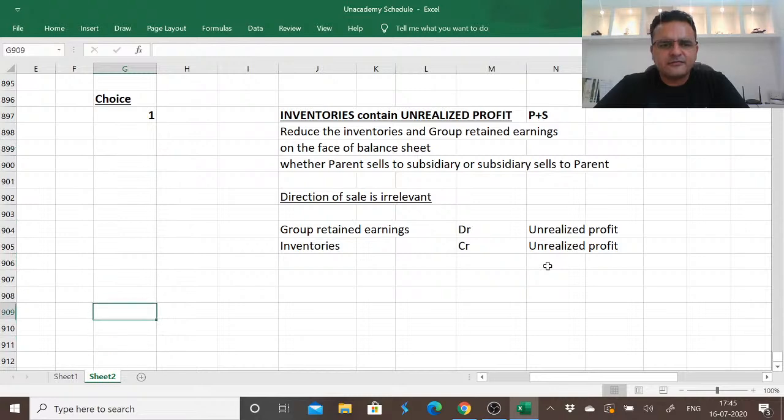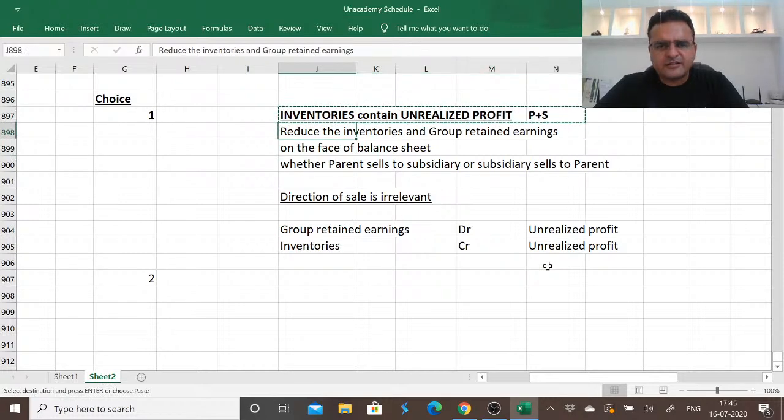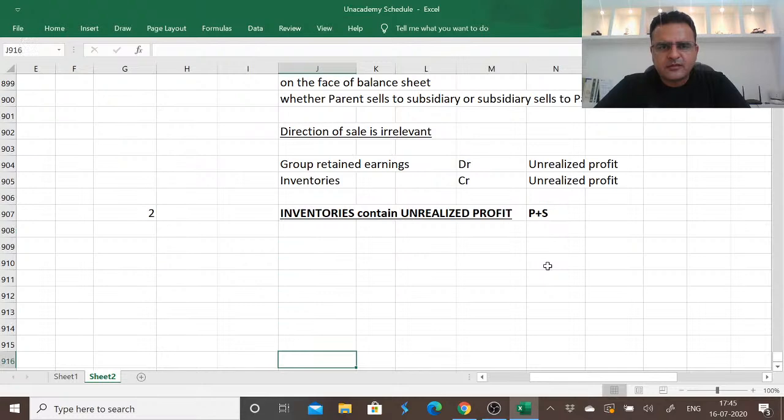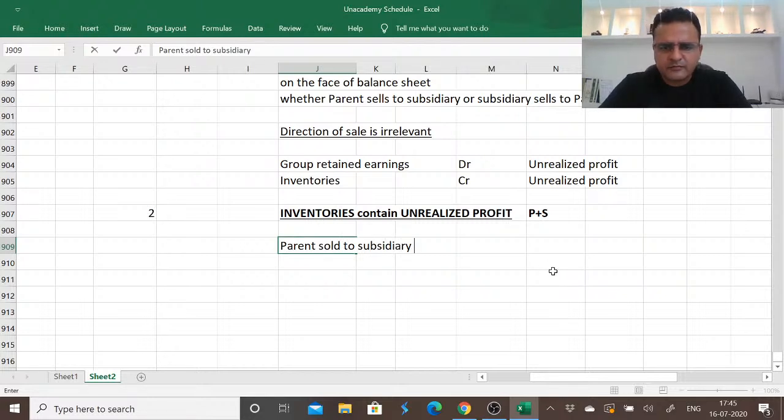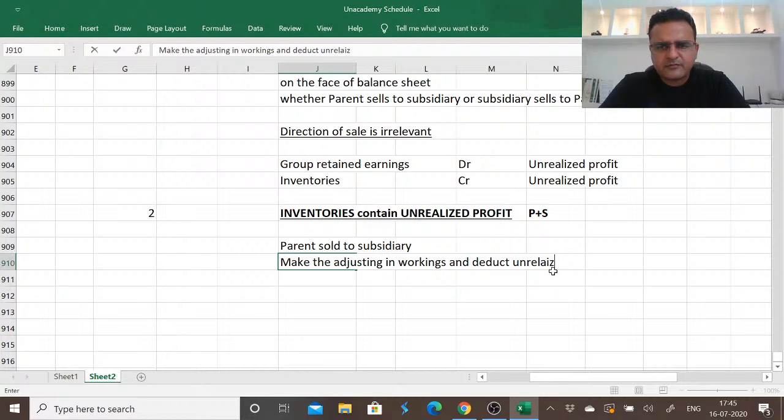The second choice is that when inventories contain unrealized profit on addition, if parent sold to subsidiary, then make the adjustment in workings and deduct unrealized profit from working note number 5, group retained earnings.